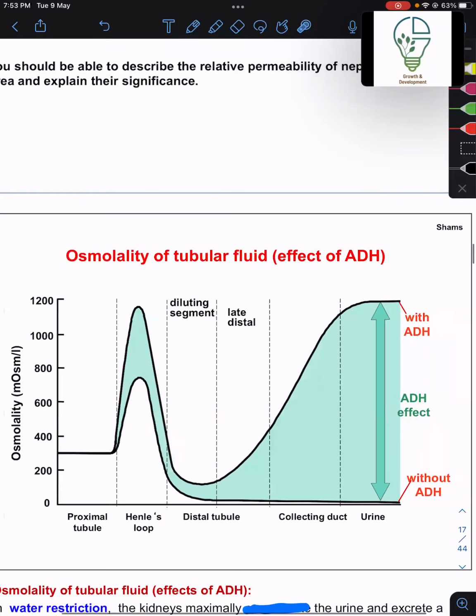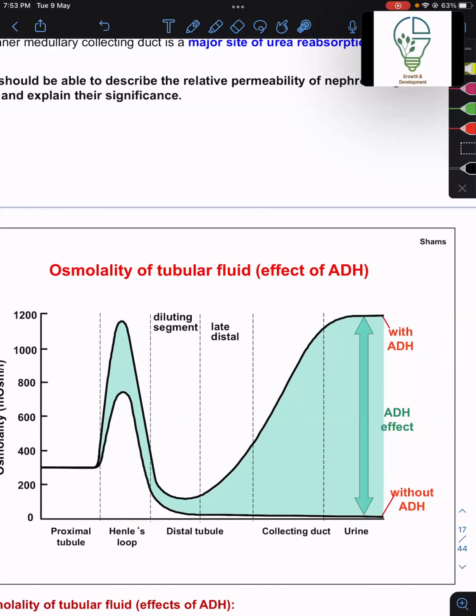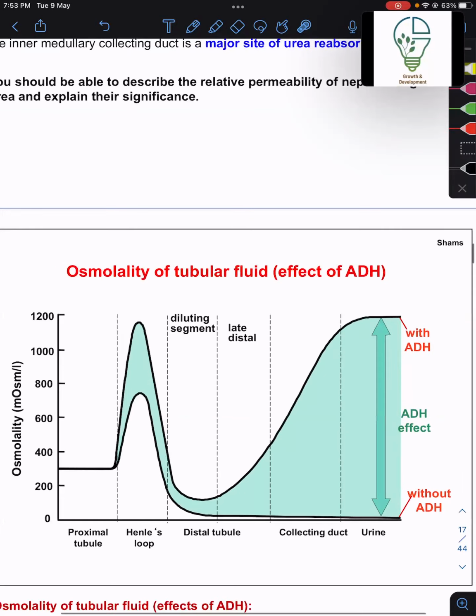On the other end of things, if I don't have ADH, I'm not reabsorbing water from the tubular fluid. Because water is staying inside the tubular fluid, I'm going to have a very low osmolality, which means, in other words, I have very dilute urine. It's the main concept.